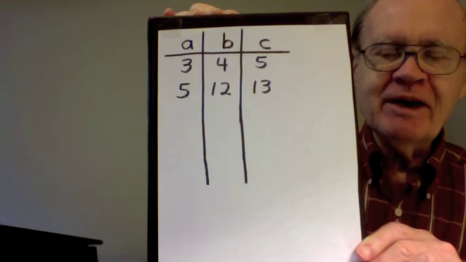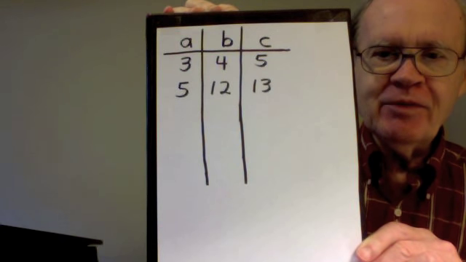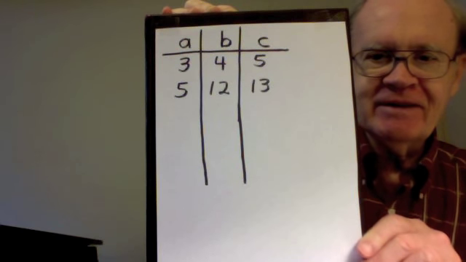A being, in each case, the smallest of the three numbers. So we have this ABC triple, 3, 4, 5. We call that a Pythagorean triple. And our next Pythagorean triple, 5, 12, 13.